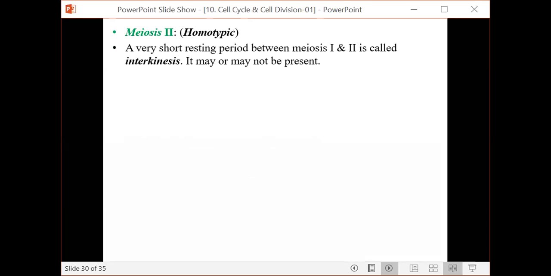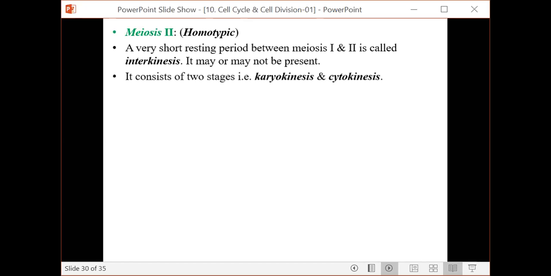Now there is a short resting period, interkinesis. Inter means between, kinesis means division. So if there is a break, a lag between the two divisions, meiosis one and meiosis two, it is called interkinesis. Same as meiosis one, the cell division process is divided into two parts. First is karyokinesis, second is cytokinesis.